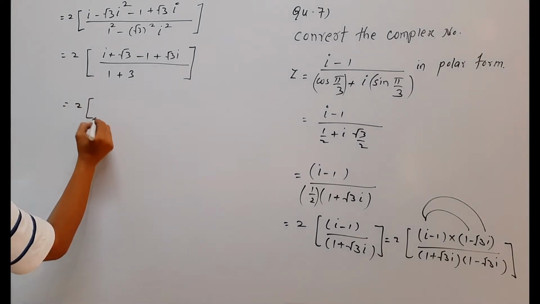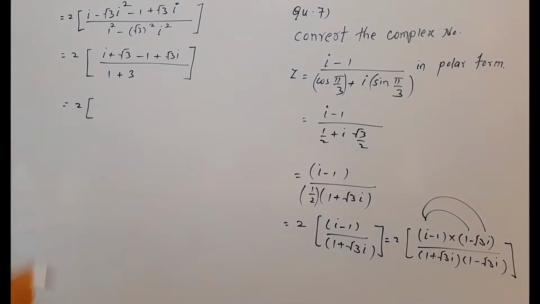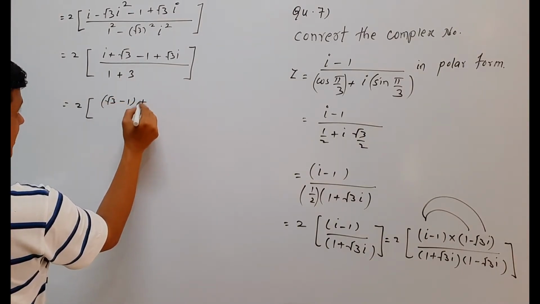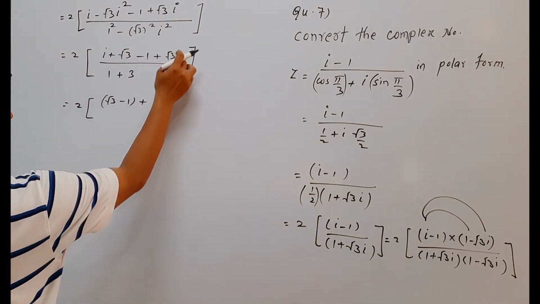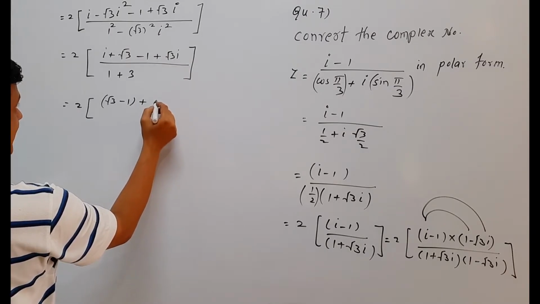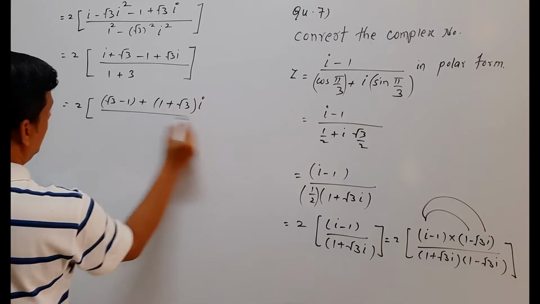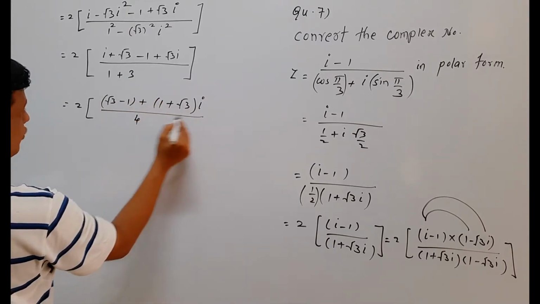So 2 in bracket. We collect the real part and the imaginary part. Real part is root 3 minus 1, plus imaginary part, so from the imaginary part we take i common, so we write (1 plus root 3) into i, upon 1 plus 3, which is 4.